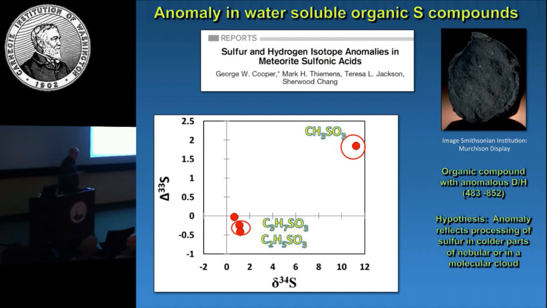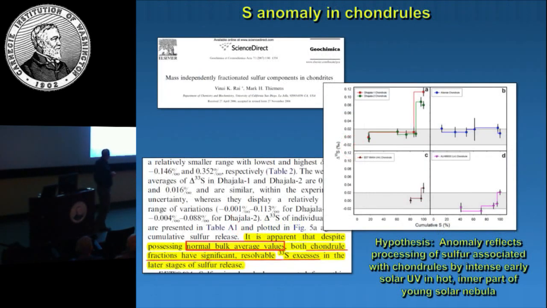This is a trace component. The experiment was done once on Murchison. They needed a lot of meteorite. We're trying to set up to be able to do this type of chemistry and to explore this. The hypothesis was that this was a low temperature reaction, not a high temperature reaction, that occurred in the colder parts of the nebula or survived from the molecular cloud. And then there's one more. Rye and Thiemens took Dajala, another meteorite, took chondrules out of Dajala and did the same experiment that Rees and Thode did.